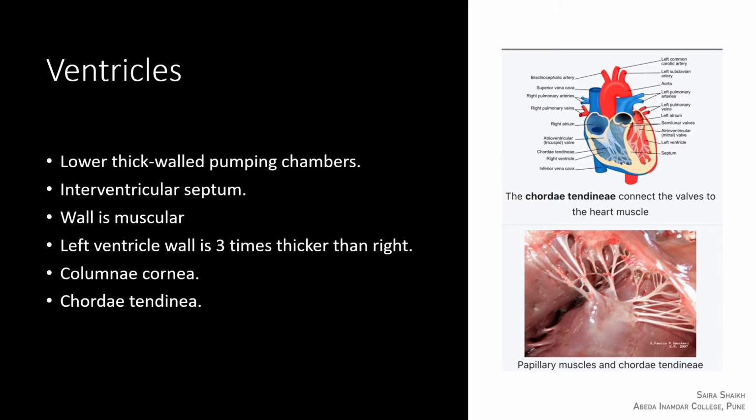The inner side of the ventricle has columnae carneae. The columnae carneae are fold-like structures which divide the lumen of the ventricle into small pocket-like structures. Another structure found in the ventricle is the chordae tendineae. Chordae tendineae is a tendon structure, a cord-like structure. This cord binds the papillary muscles to the valves. That is, the tricuspid valve and the bicuspid valve get bound with the wall of the heart because of the chordae tendineae.